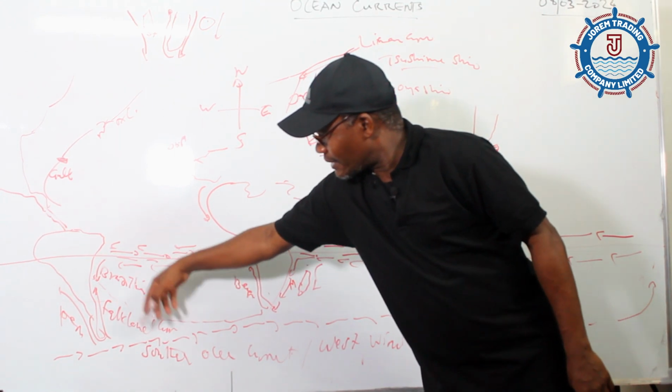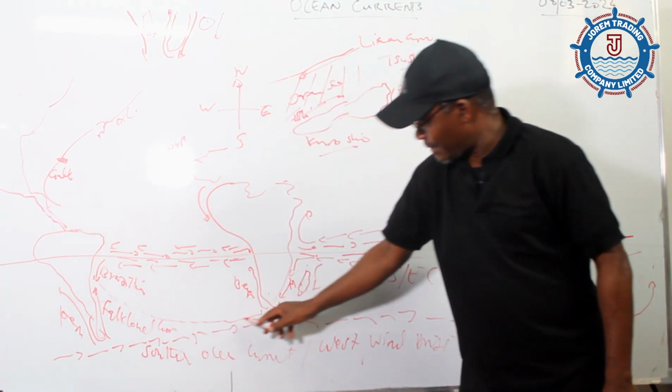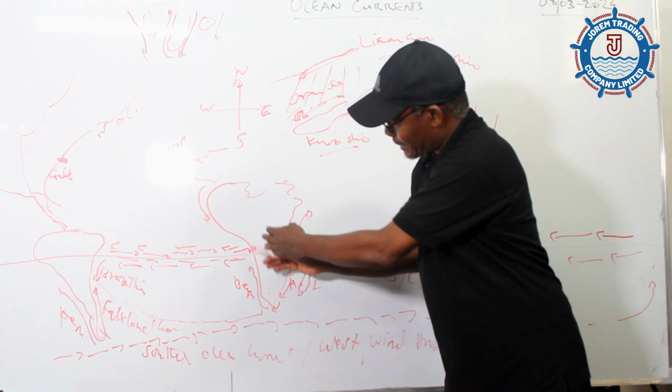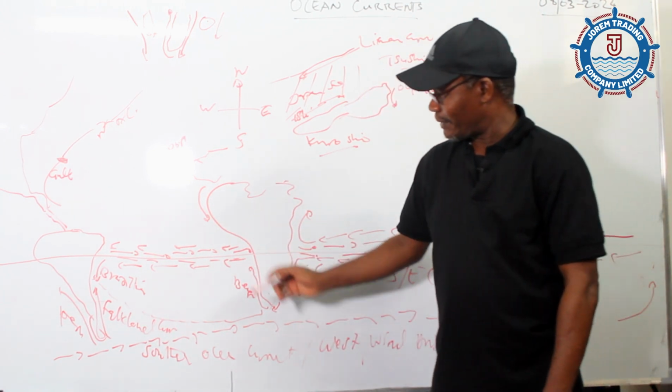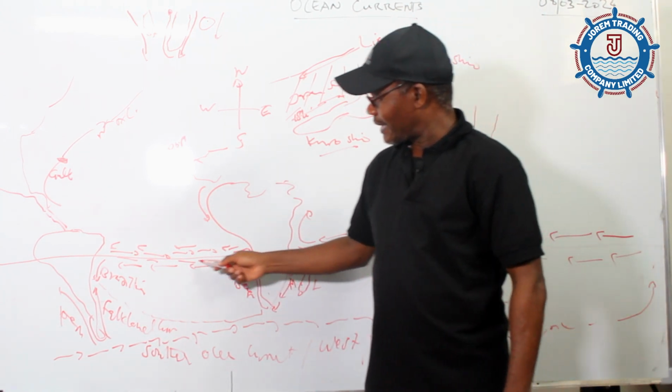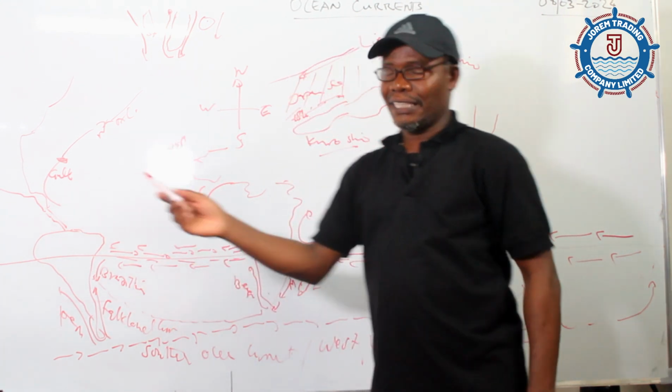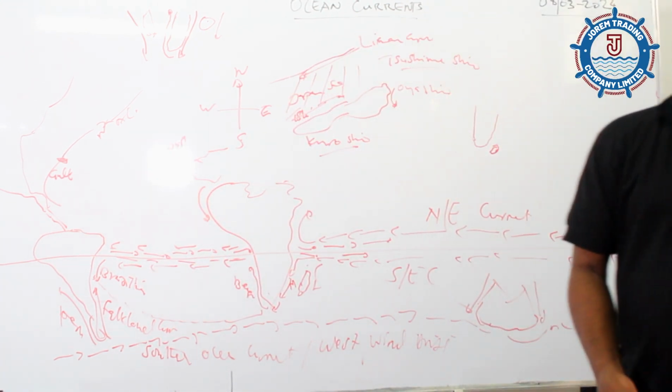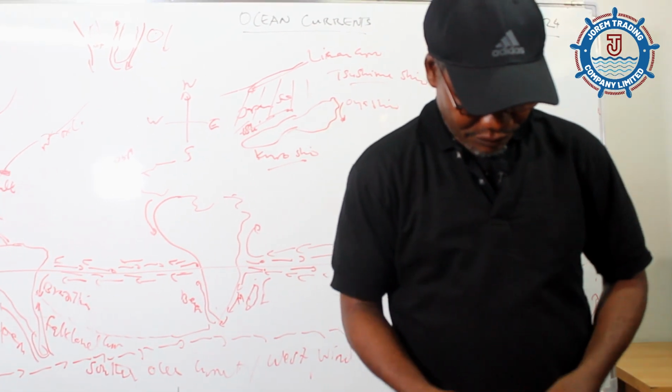after striking the east coast of South America, coming this way, meeting with the Agulhas current to form the Benguela current, going upward. And this Benguela current also forms the South Equatorial current. It's a continuation like this. So those are the examples of warm currents.